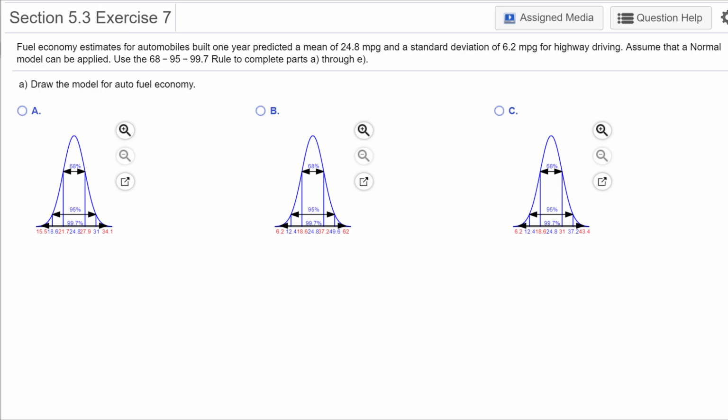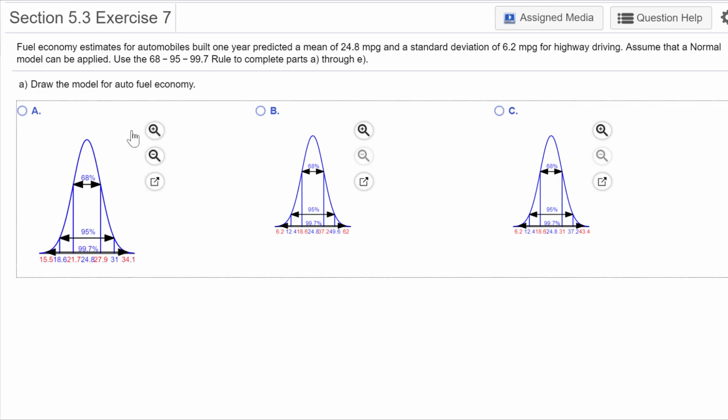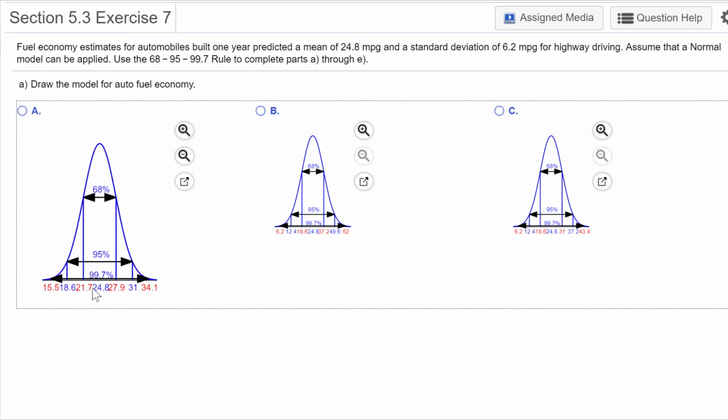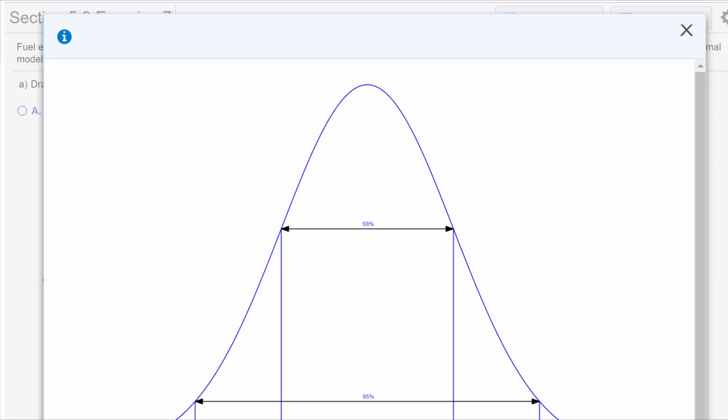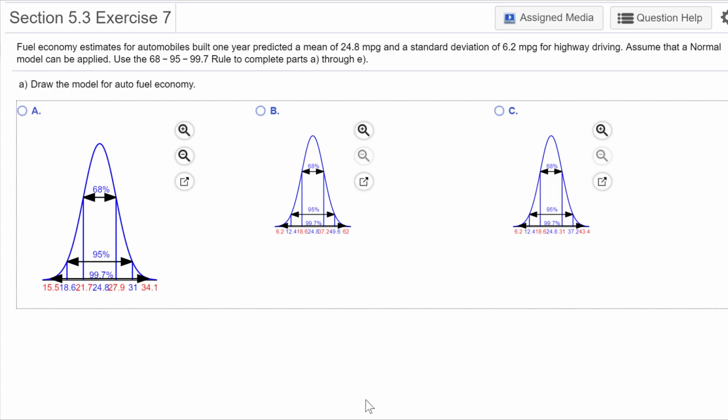So let's first draw this out. I have a hard time looking at these. I definitely need to make these bigger. I can barely read them. You may need to zoom in a little bit more than that, and the font goes down for some reason. So I'm going to go ahead and draw this out on my paper first.